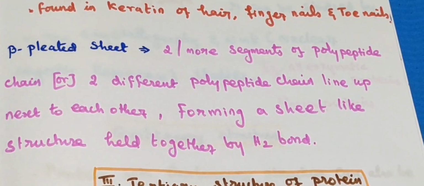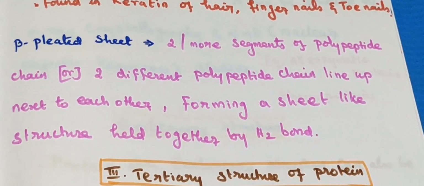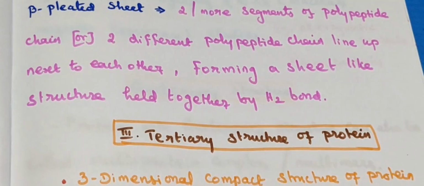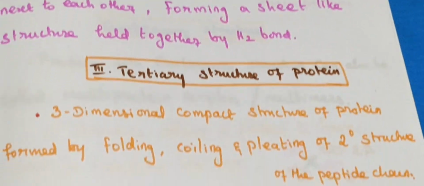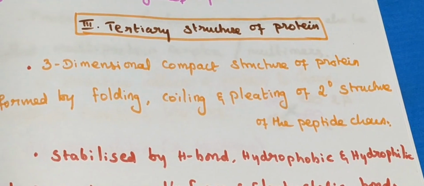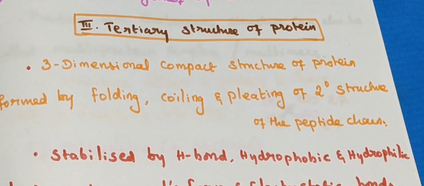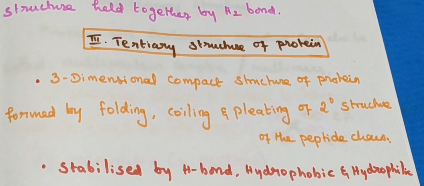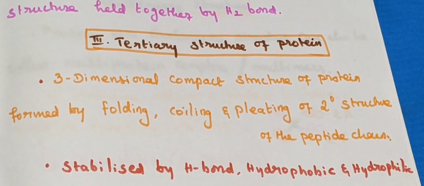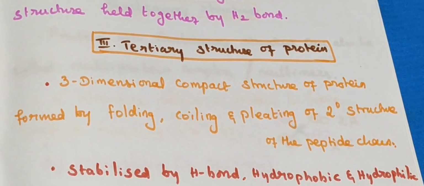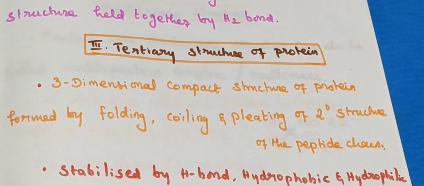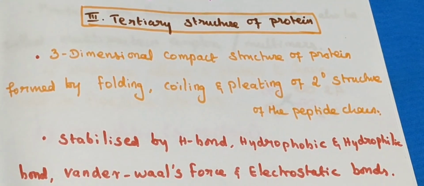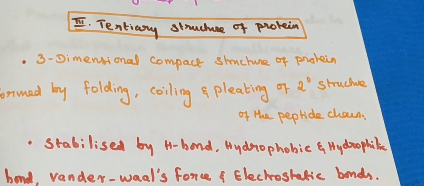Beta pleated sheet: two or more segments of polypeptide, two different polypeptides line up next to each other, forming a sheet-like structure held together by hydrogen bonds. Next is the tertiary structure of protein, the three-dimensional structure formed by folding, coiling and bending of the secondary structure. Stabilized by hydrogen bonds, hydrophobic and hydrophilic interactions, van der Waals forces and electrostatic bonds. Here there are various different types of bonding.